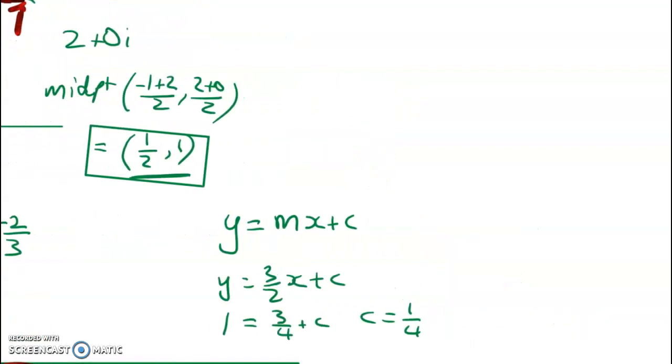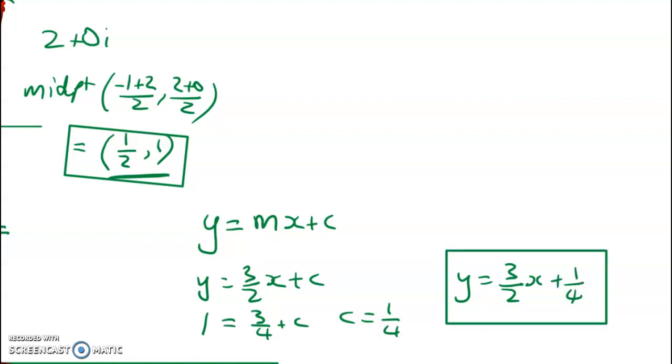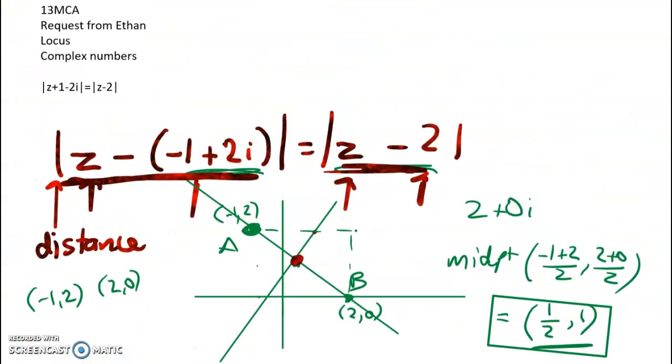So my final equation is equal to 3/2x plus 1/4. So there you go. Now, I've done that using what I call a geometric approach. What I'm going to do now is apply my definition of the modulus or magnitude and start by saying let z equal x plus iy. And you'll see we come out with the same thing.